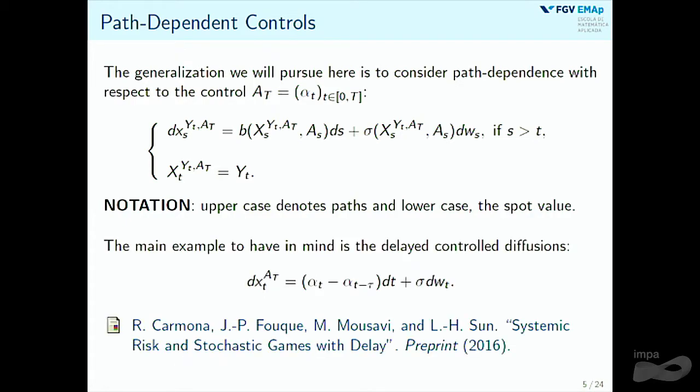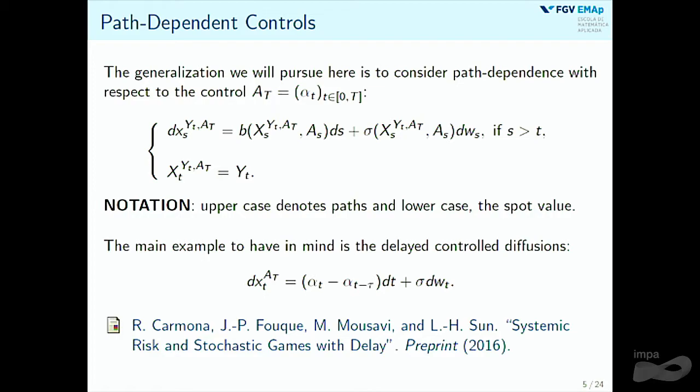So if you look at here, we are using the function notation. So capital X is the path. So I'm allowing for dependency on the state space, the path of the state space. It's OK. But the main thing here is this AS, capital AS. So this is the path of the control up to time S.